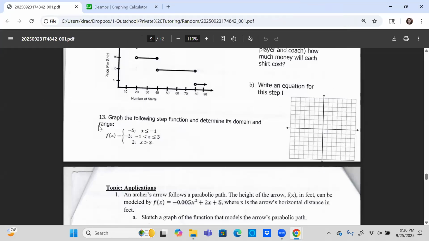I'm going to do this one in pink. It says to go to -5 if x is less than or equal to -1. So I'm going to come down 5: 1, 2, 3, 4, 5, if x is less than or equal to -1.